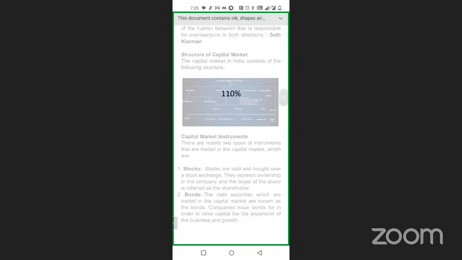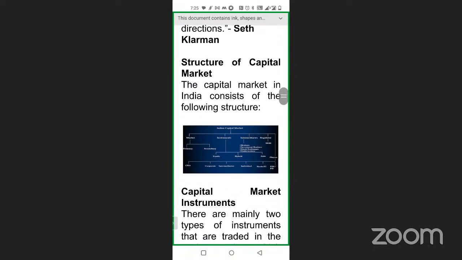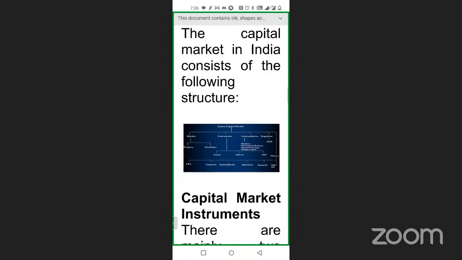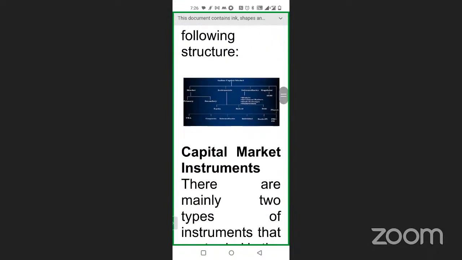Now this is exactly the kind of structure. While we're talking about the Indian capital market, it is divided in a certain way. It was also divided into market, instruments, intermediaries, and regulation or regulatory body.